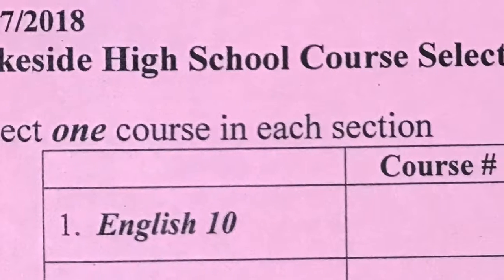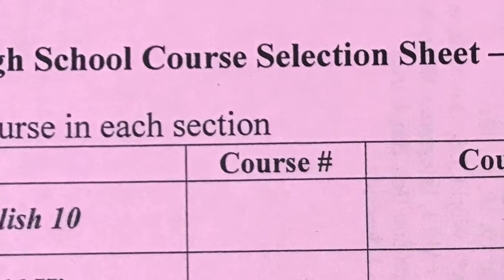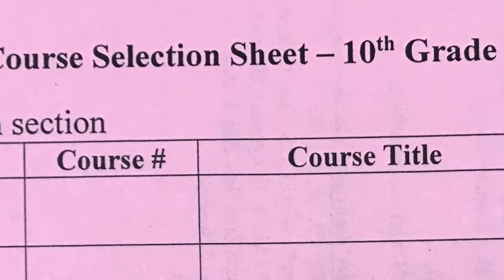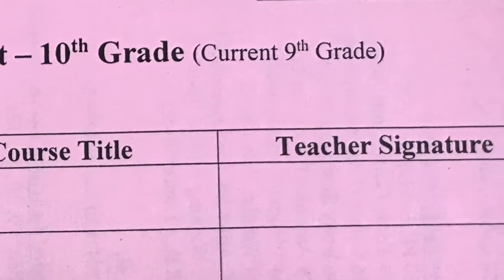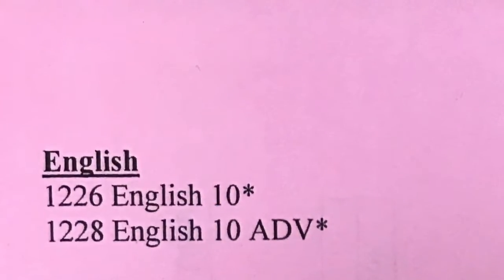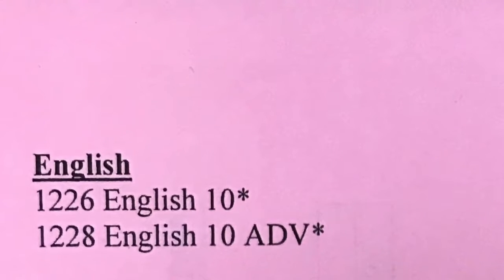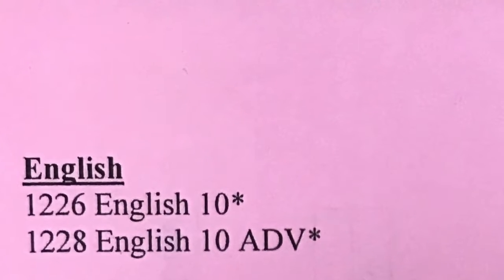Okay, Lancers, the first subject we have is your English class. So you have two choices. Come to the back, and you'll see under English, you can either choose English 10 or English 10 Advanced. So if you choose English 10, please write that under the course title and match it with the course number, which you will see next to English 10 is 1226. So you're going to write 1226 right here. If you want to take English 10 Advanced, same process, but make sure you get the signature of your current English teacher so that they can approve you to take that class.